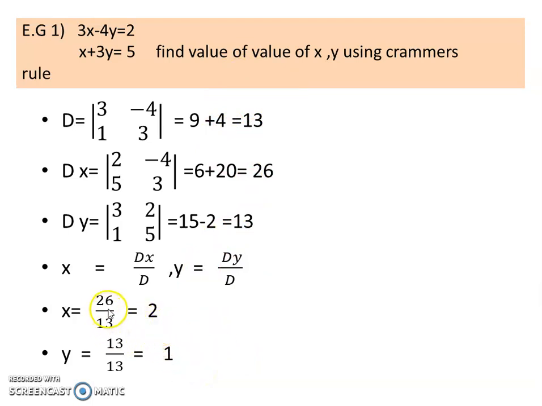Then 26 upon 13 is equal to 2, and y is equal to 13 upon 13, which is equal to 1. That means we have to put 2 and 1. In any equation, we move the constant to the right hand side. Let us check: x is equal to 2, y is equal to 1, so 3 plus 2 is equal to 5. Okay.